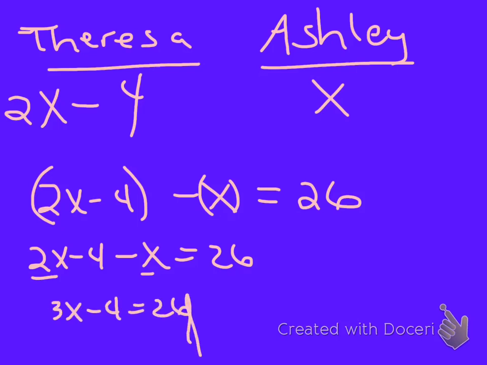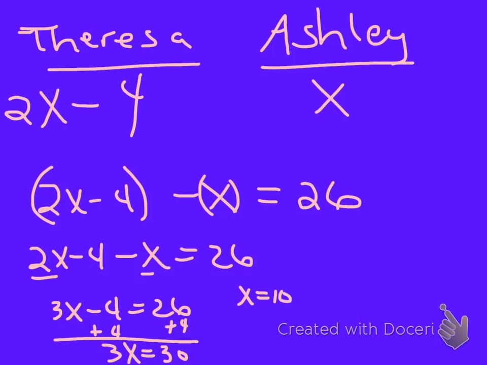Minus 4. Whoops. Add 4 to this. Oh, yeah, that's what I meant to say. Okay. 3x equals 22. Careful. 4 plus 26 is, duh, we're adding. 30. Very good. And then x equals 10. Yes. So who's x again? Ashley is 10. Okay, Ashley is 10 years old.